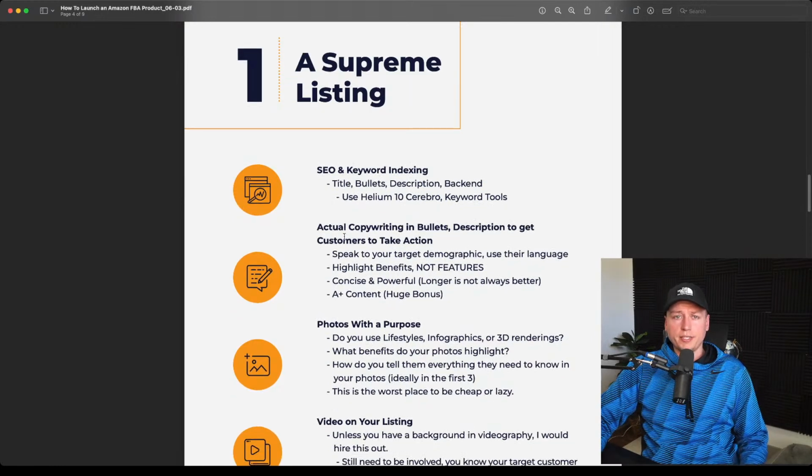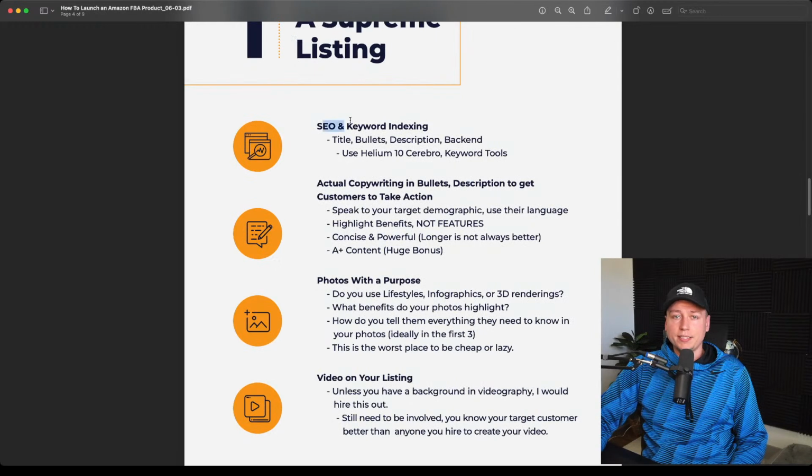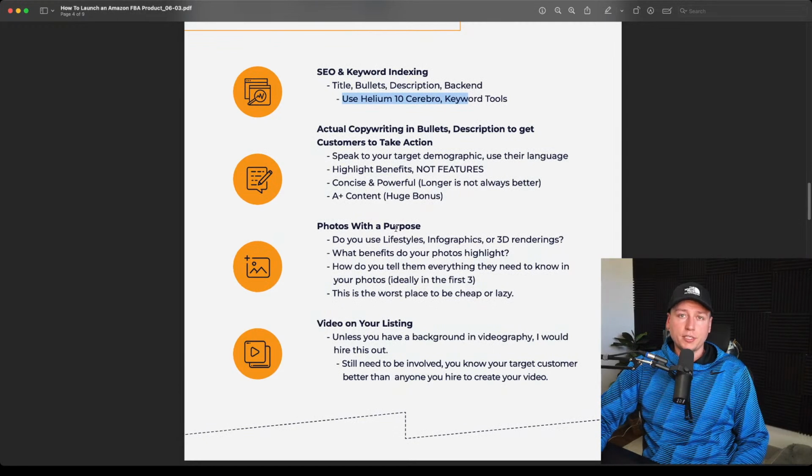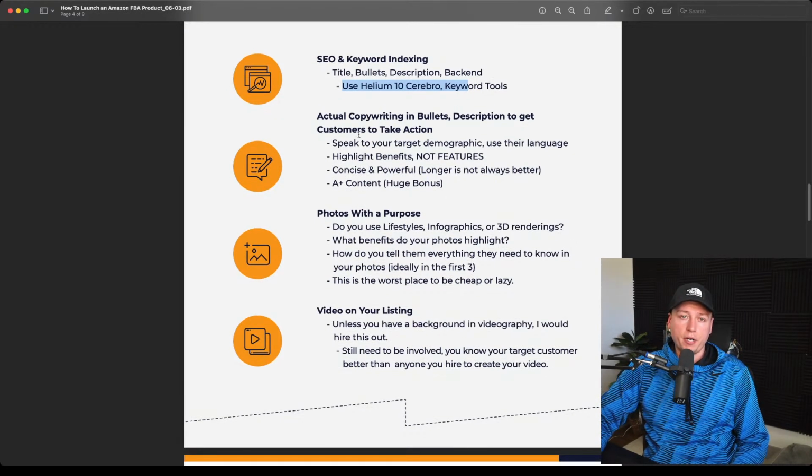So the first thing we need to talk about for your pre-launch preparation is a supreme listing. We need to have the right SEO and keyword indexing for your listing: title, bullets, description, backend. You can use Helium 10, Cerebro, and keyword tools to get your best keywords. And of course, you can always adapt these as you go and update them over time when you get PPC data, things like that, and get to know your customers a little bit better.